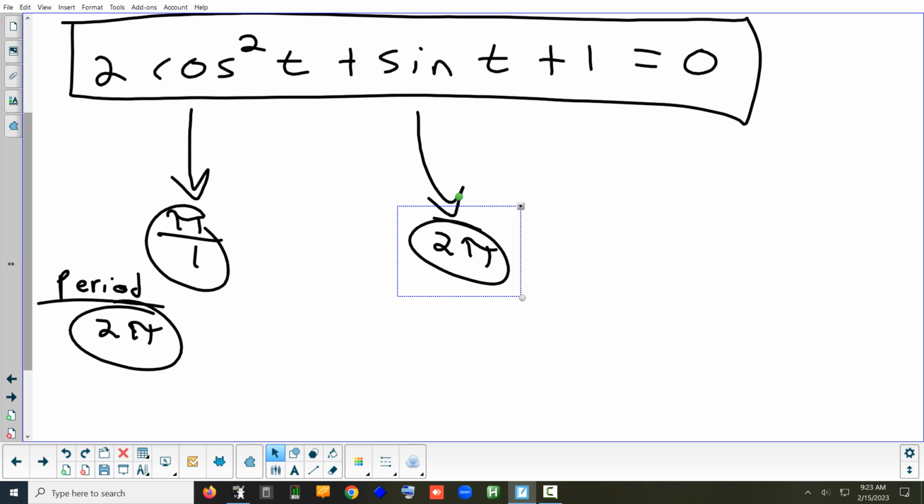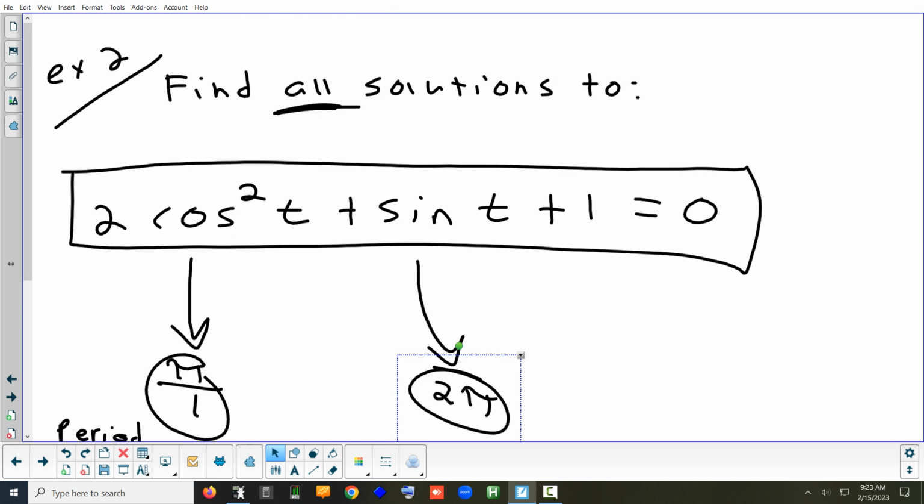That's very important because it tells me 2 things. 1, it tells me what to set the window on the calculator for. And 2, it tells me what to put on the end of each answer when I write all solutions. All right, so now how do we type that in?